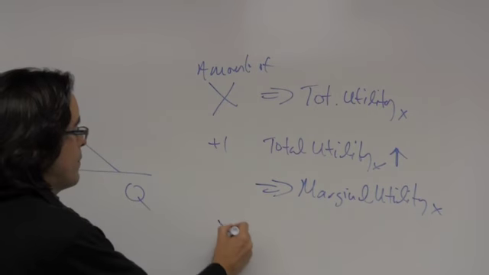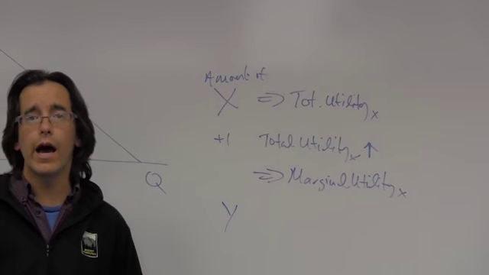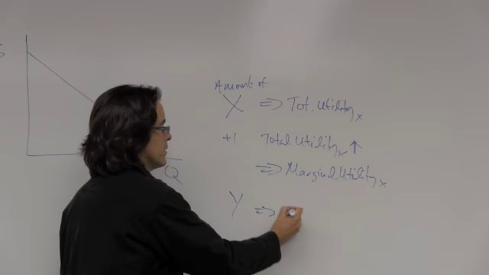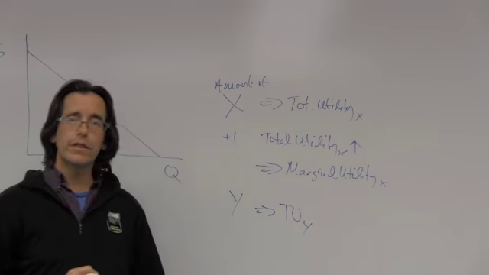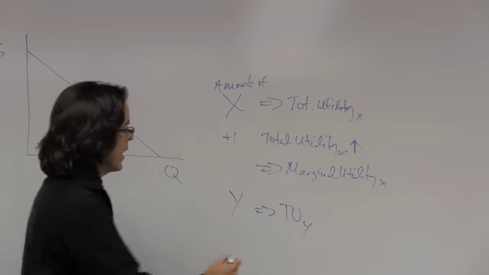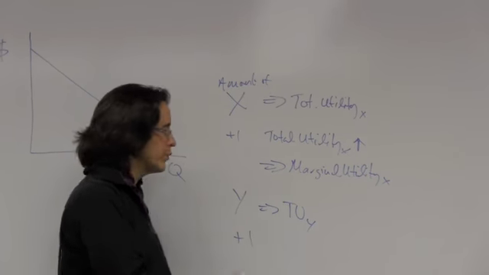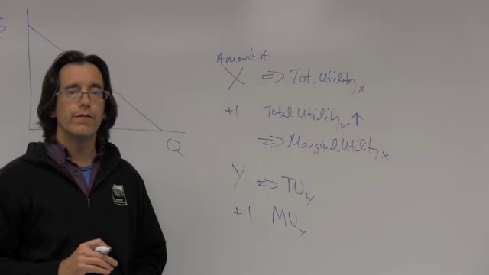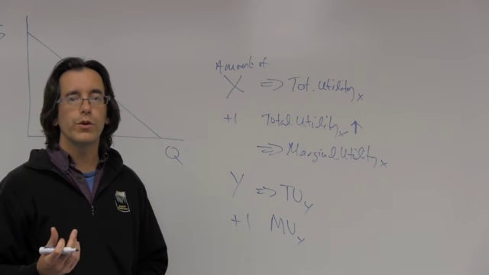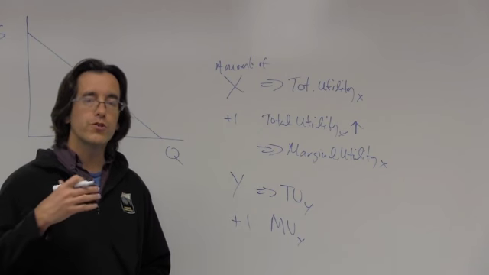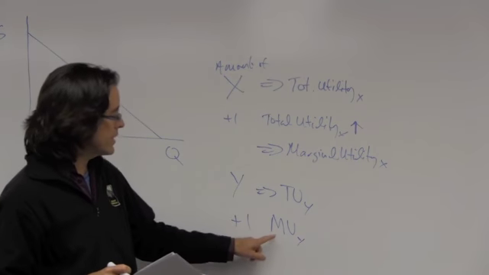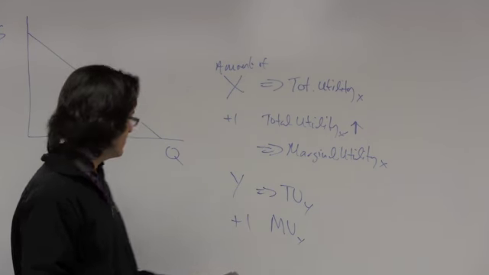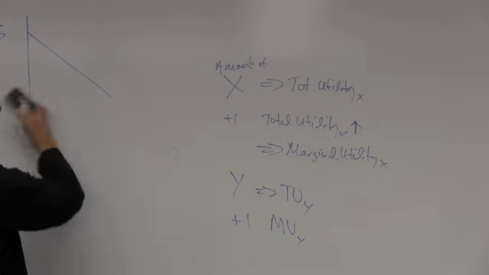Well, the same thing will happen for our second good. We'll consume Y. We'll get a certain amount of total utility related to that. We can calculate, if we consume 1 more unit of Y, what the marginal utility of consuming 1 more unit of Y would be. Okay? But it's still not telling us anything, we're not incorporating money yet. So I'm going to erase this.